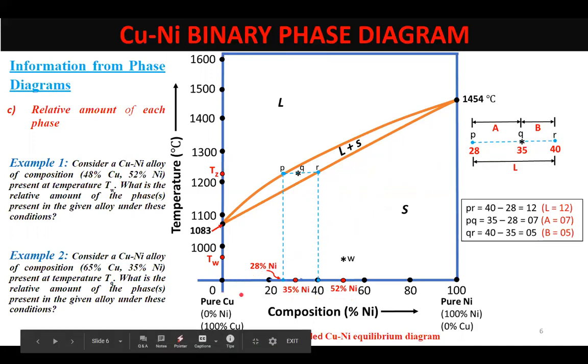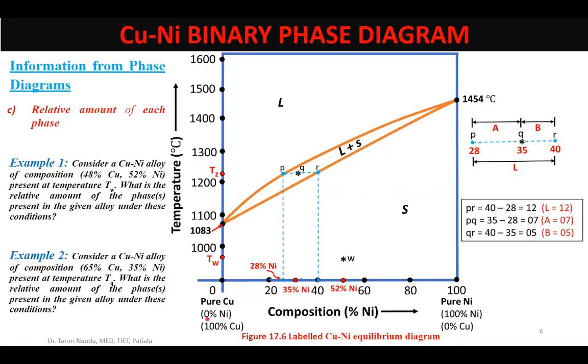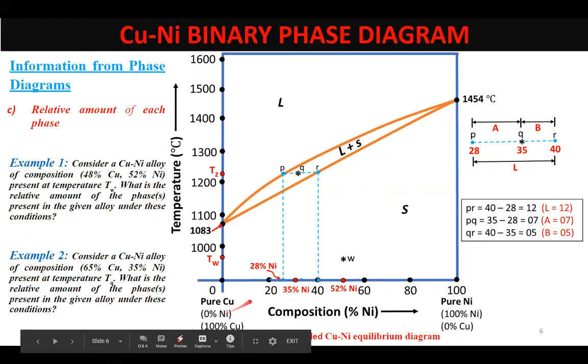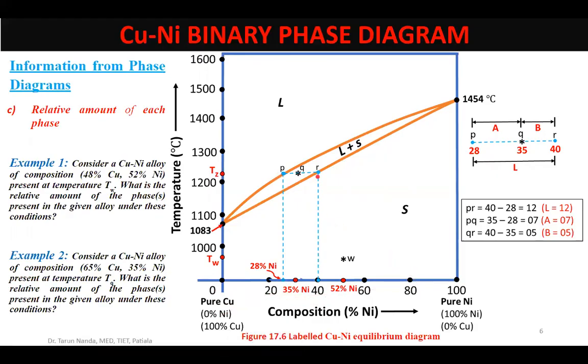You can talk either in terms of copper percentages or in terms of nickel, but it's always better to talk in terms of the element whose weight percentage is increasing from left towards the right. So you had started with 100% copper, and here you have 80% copper, 60% copper. It's more wise to talk in terms of nickel, which is increasing from left towards the right. We have 0% nickel here, 20, 40, 60, 80. So if you talk about PQR in terms of their nickel composition, P is 28, then Q is 35, and R is 40. So what does the lever rule say?